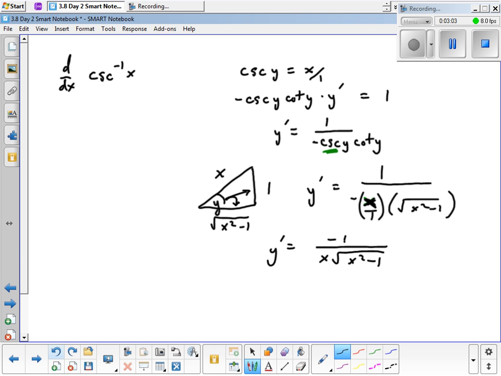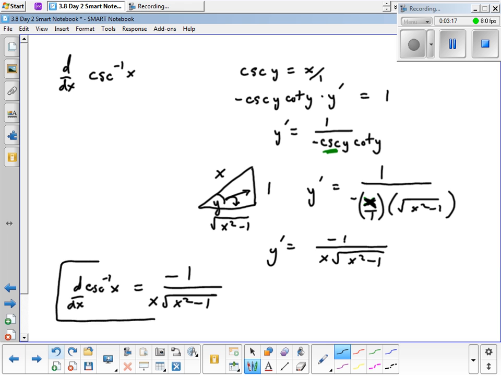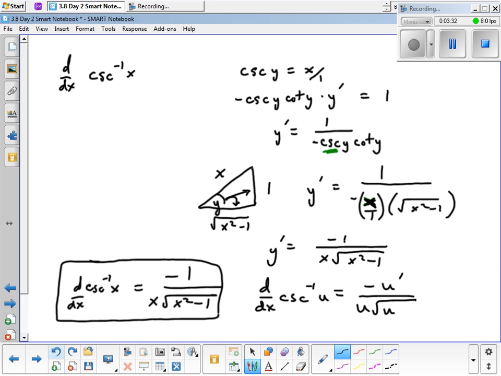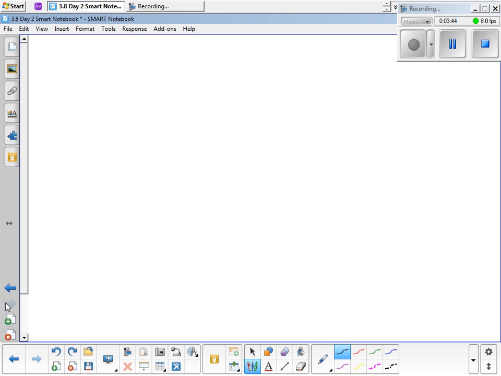And the chain rule for that would be, okay, so let's write it down. d/dx of CSC inverse of x is negative 1 over x square root of x squared minus 1. Worth memorizing there. And the chain rule, d/dx of CSC inverse of u equals negative u prime over u square root of u squared minus 1. And there it is.